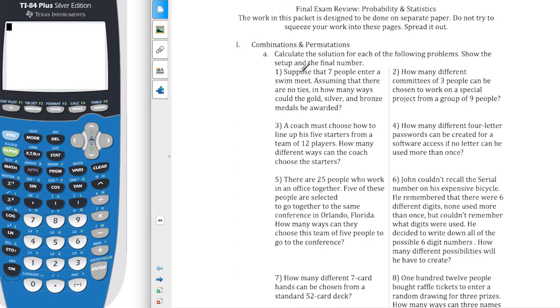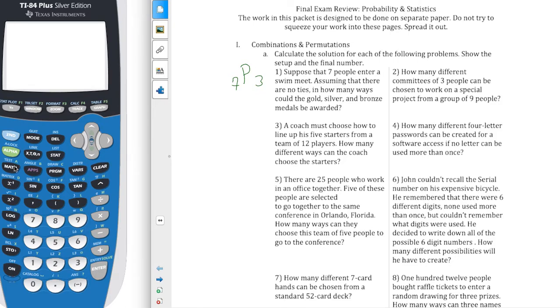Suppose that 7 people enter a swim meet, assuming that there are no ties. In how many ways could the gold, silver, and bronze medals be awarded? So n is 7, and we are choosing 3. Because order does matter, first, second, third, this is going to be a permutation problem.